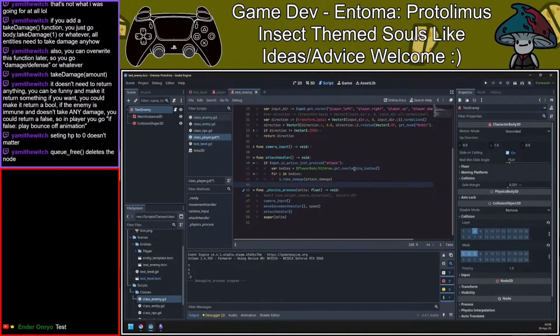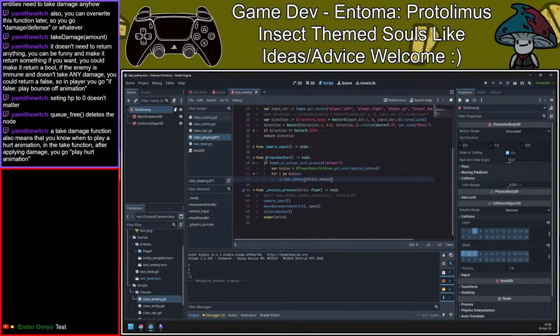Okay, so I imagine eventually we're going to have a function that's just called damage handler, which has an input for all of the stats of the attack and an input for all of the stats of what is getting hit. Take damage function means that after applying damage, you also play the hurt animation. And that makes sense.